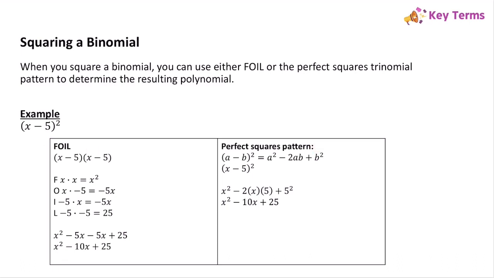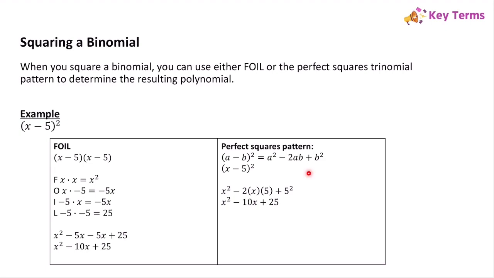So if you're using FOIL, you're going to identify the terms as first, outside, inside, and last, and then multiply. And then remember, finally, you want to add up all the terms, remembering to combine like terms. I actually prefer to do these using the perfect squares pattern because I think it's kind of like a shortcut. Because if you have a minus b squared, that turns into a squared minus 2ab plus b squared. So if I'm doing x minus 5 squared, that's just going to be x squared minus 2 times the product, which is x times 5, and then plus b squared.